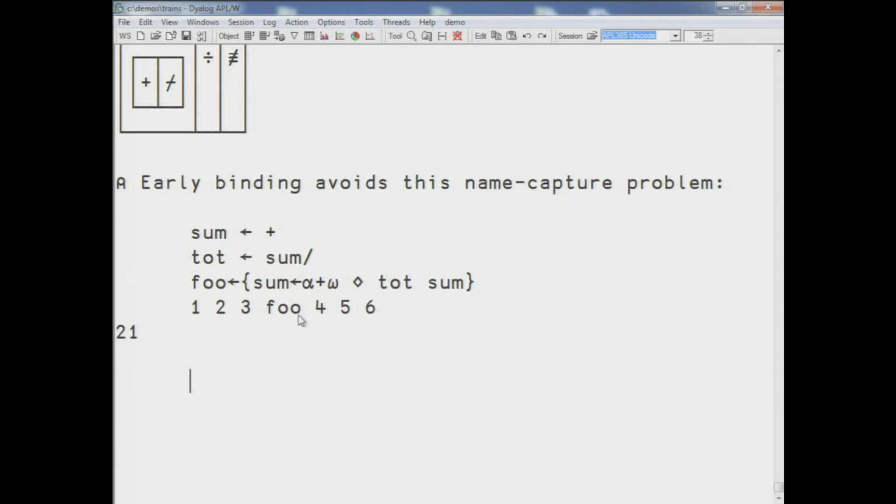So you don't need to take any note of anything I said for the last 5 minutes. It was just for people who were interested in the binding issues and experiments. We went with early binding. So effectively, we're back to straightforward Dyalog bindings.